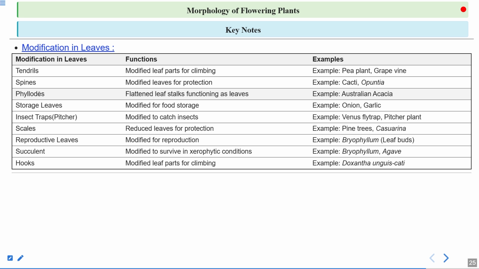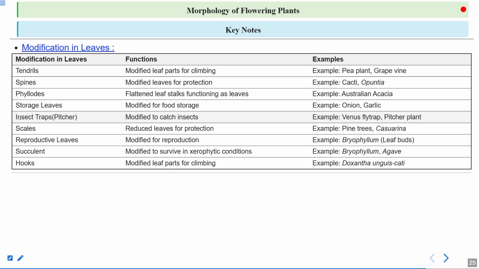Usually the petiole doesn't do photosynthesis, but here the petiole functions as leaves and they are doing photosynthesis. Example is Australian Acacia. Then storage leaves. These leaves can also store food, such as in onion and garlic. Leaves are storing the food here in onion and garlic.